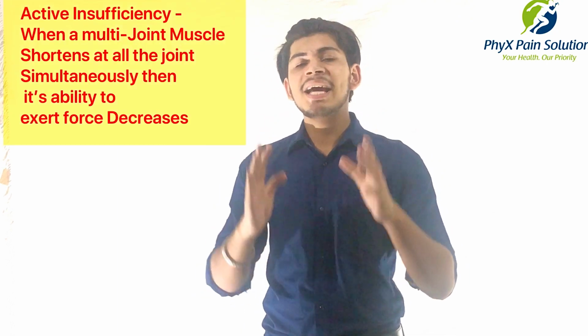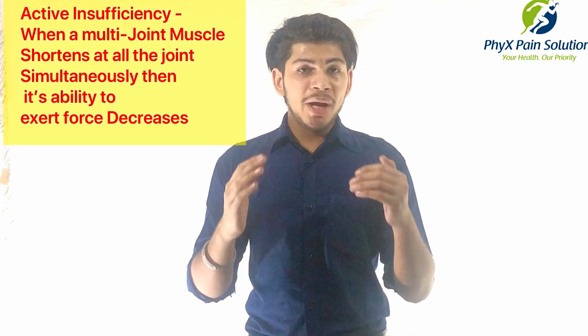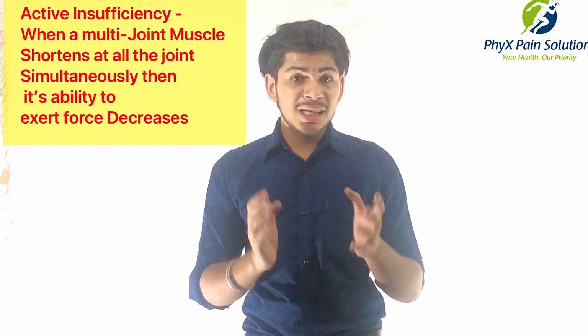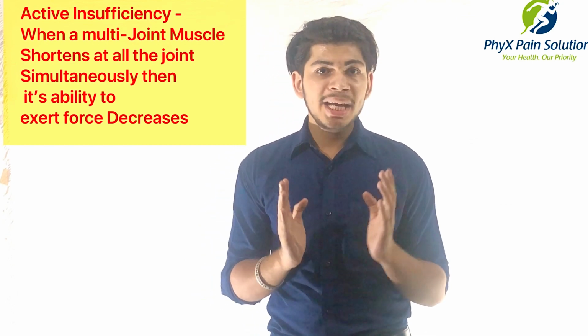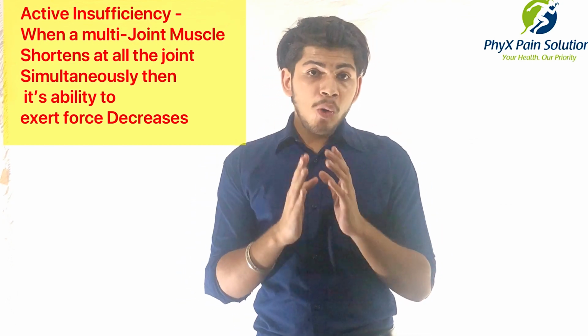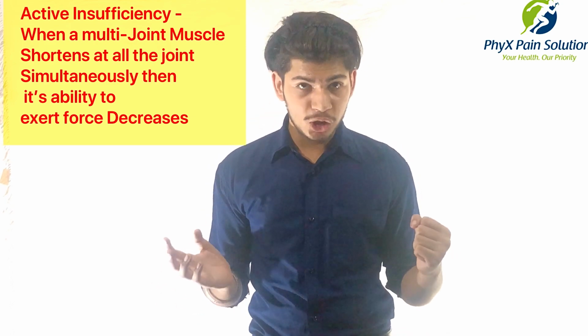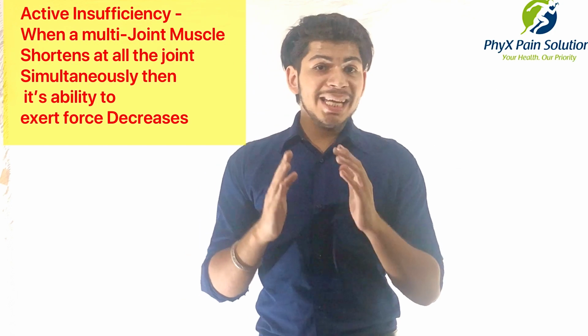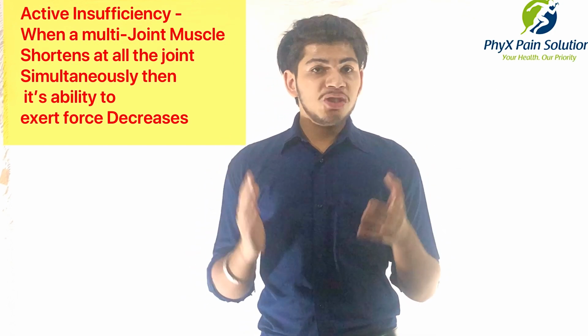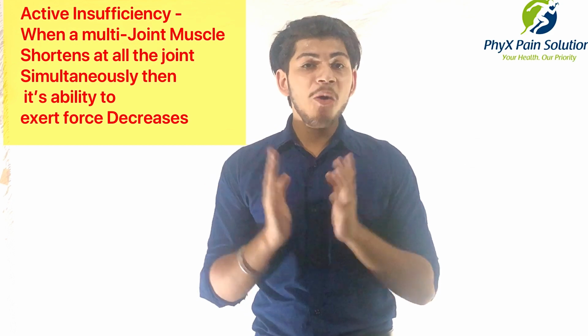What does active insufficiency mean? Active insufficiency simply means that whenever a multiple joint muscle, meaning a muscle crossing two or three joints, contracts at multiple joints, and if we perform all the movements at the joints crossed by that muscle, then at a particular level it will create some weakness or decrease in tension due to decrease in optimal length of the muscle. I will illustrate this concept with an example of how it occurs.